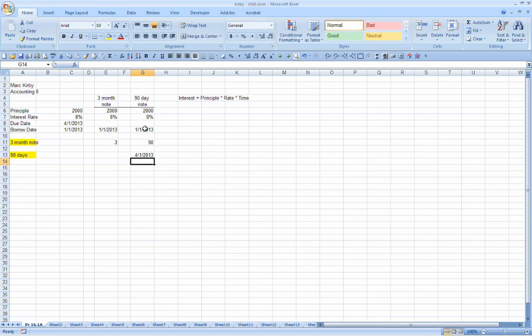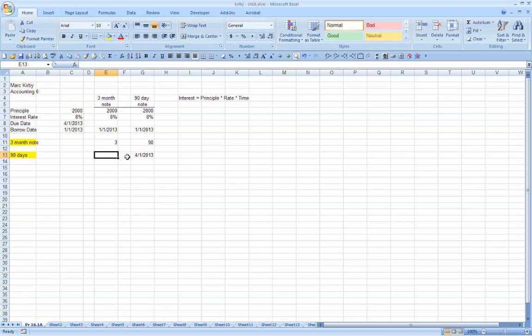It took a date, January 1, 2013, added 90 days to it, and it says your due date would be 4/1/2013. Now that happens to be the exact same number we came up with over here, and it's because January has more than 30 days, and March has more than 30 days, but February only had 28, so it just happened to work out.